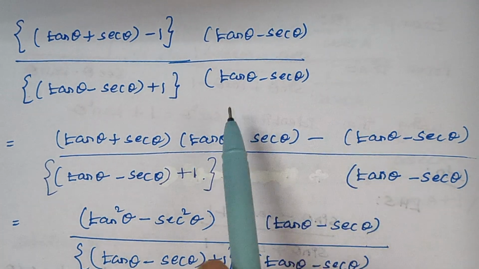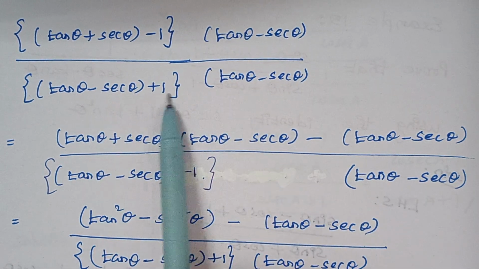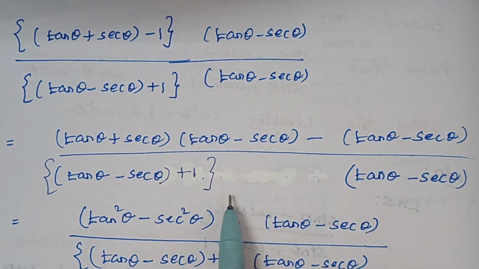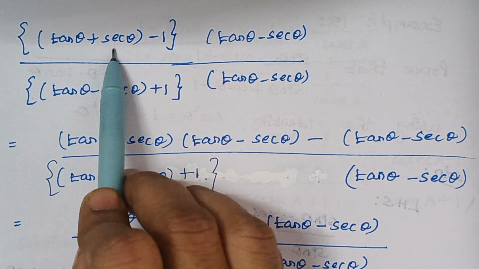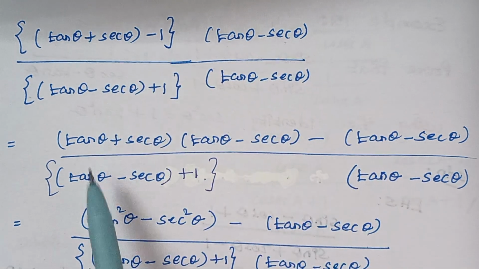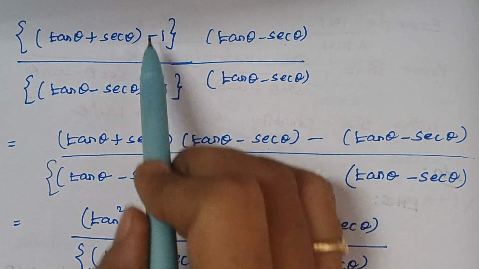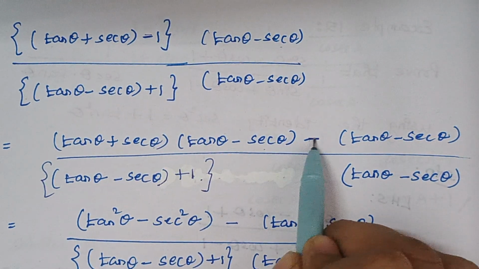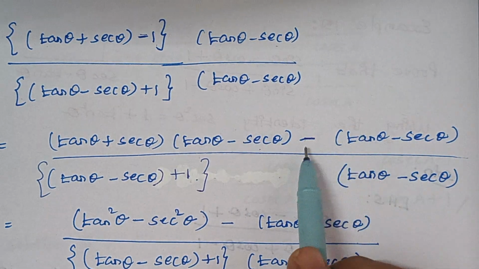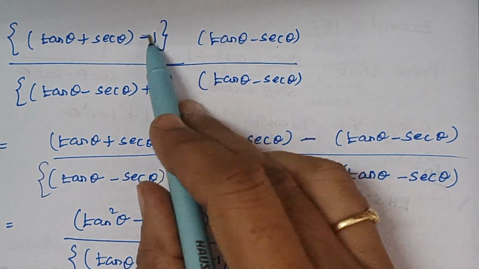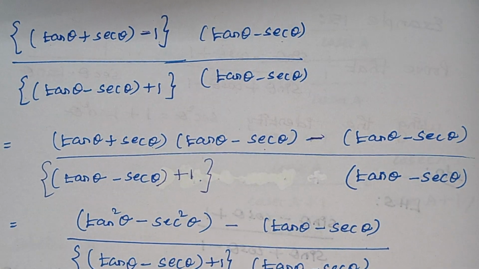Now I am going to multiply the terms in the numerator, and I am going to keep the denominator term as such. When I multiply, this term gets multiplied by this term: tan theta plus secant theta multiplied by tan theta minus secant theta. Here minus 1 gets multiplied by tan theta minus secant theta, so minus, and the term tan theta minus secant theta as such.